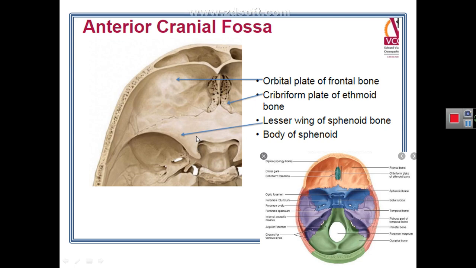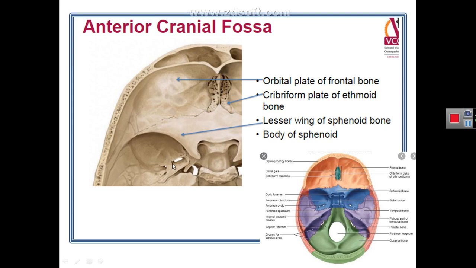And we can see that the junction of the lesser wing of sphenoid with the body of sphenoid contains a foramen which is called optic canal that allows passage of optic nerve. Between the right and left optic canal is a sulcus which is called chiasmatic sulcus or optic chiasma sulcus. This is all about the anterior cranial fossa.